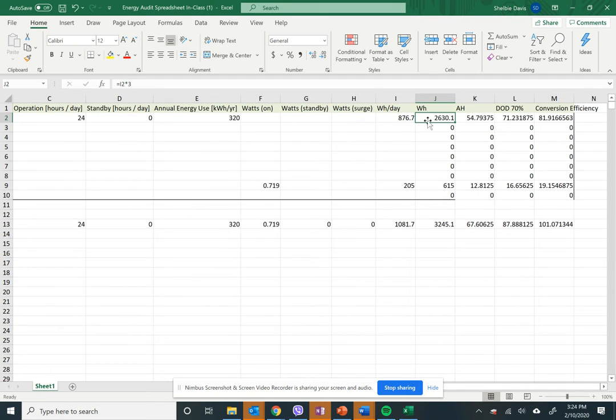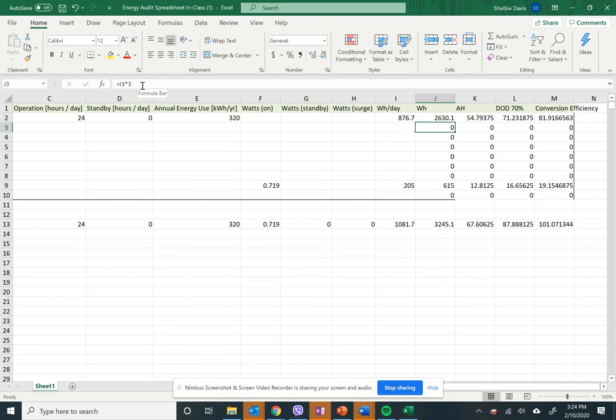So this column right here where it says watt hours, you can see up at the top, I have watt hours per day times 3. The 3 comes from the 3 days of autonomy, meaning we want to have our bank power our appliances for 3 days without having to tap into our generator. So you go watt hours per day times 3 days is watt hours.